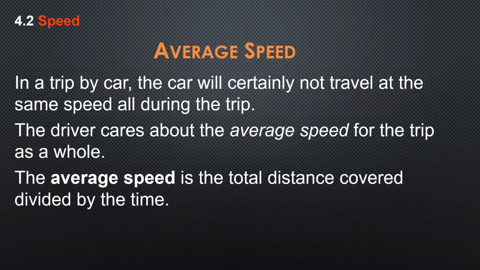The driver cares about the average speed for the trip as a whole. For example, when you're mapping it out or using your GPS, it's telling you an average speed. It's not taking into account every single stop and every time you slow down and speed up, because it's calculating where you're at in your trip so far to tell you what your average speed could be. So the average speed is the total distance divided by the time.